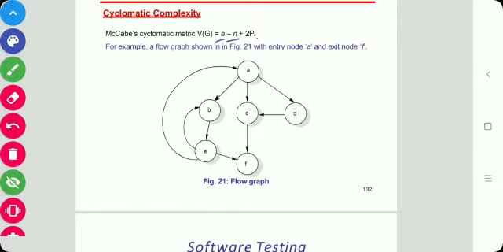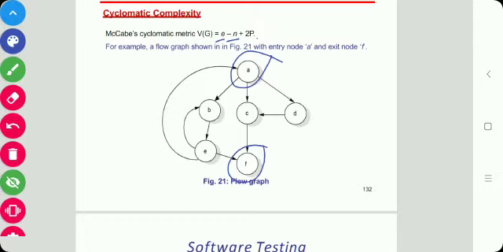So here the input for the cyclomatic complexity is a flow graph, and it is assumed that there is only one entry node and one exit node, and that each node can be reached from the entry node and each node can reach the exit node. For example, in this flow graph, A is the entry node and F is the exit node. So according to that, we will calculate the cyclomatic complexity.